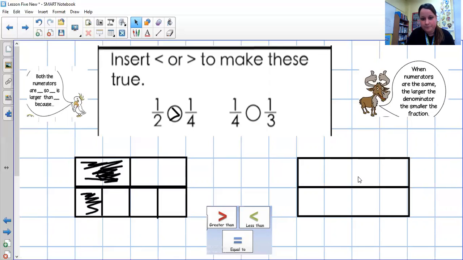Okay, let's have a look at this one. So I'm splitting my whole into 4 equal parts.